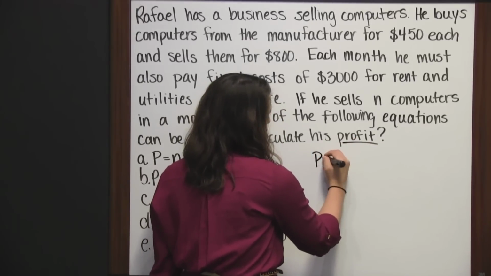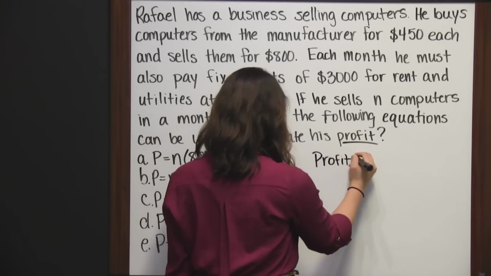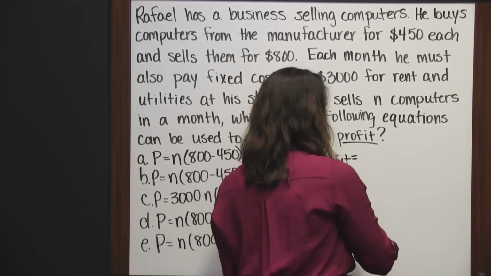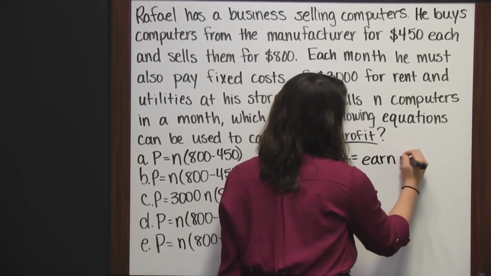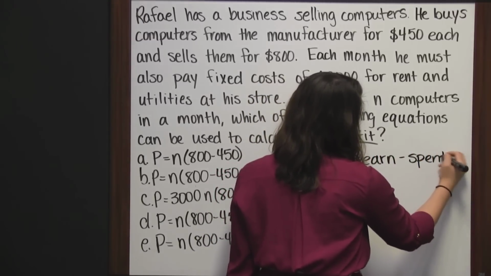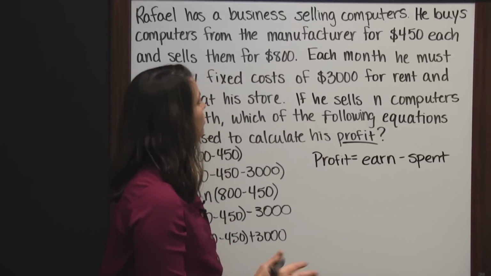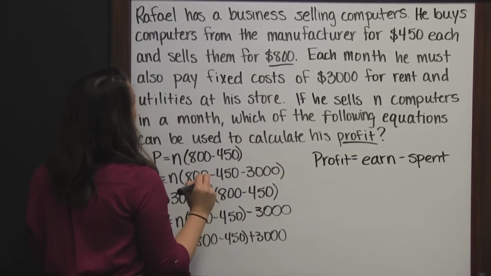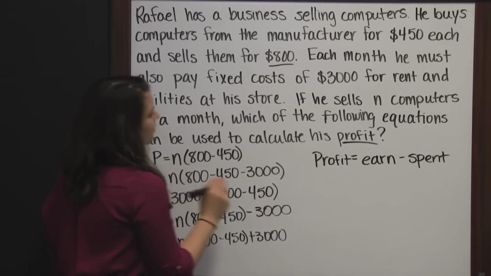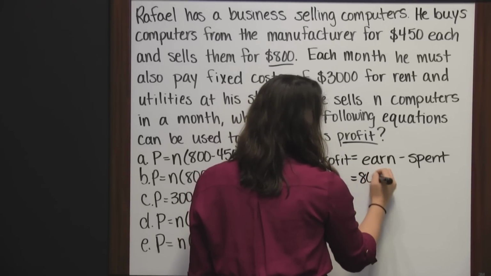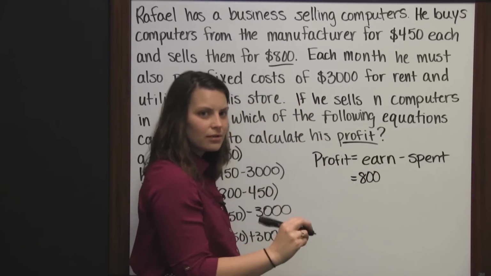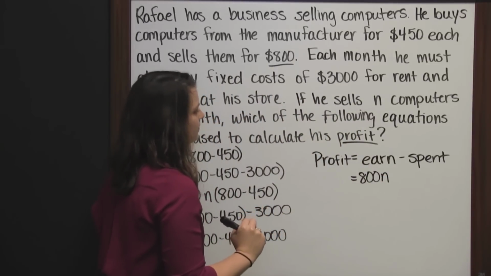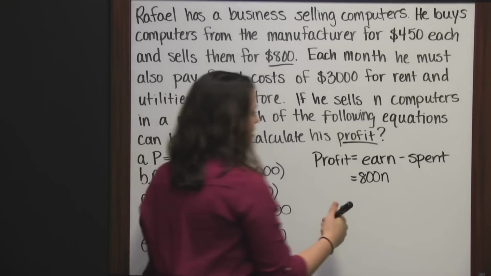Profit is found by subtracting the money you spend from the money you earn. So we know that he earns $800 for each computer that he sells. That's money he earns, $800 for each computer, which means to multiply times the number of computers he sells. And that's all the money he makes, so everything else is money he spends.